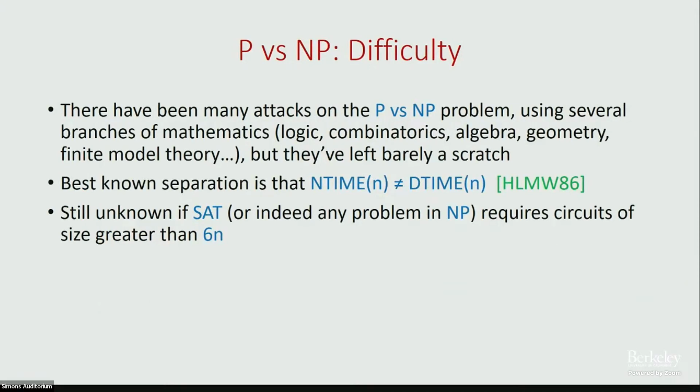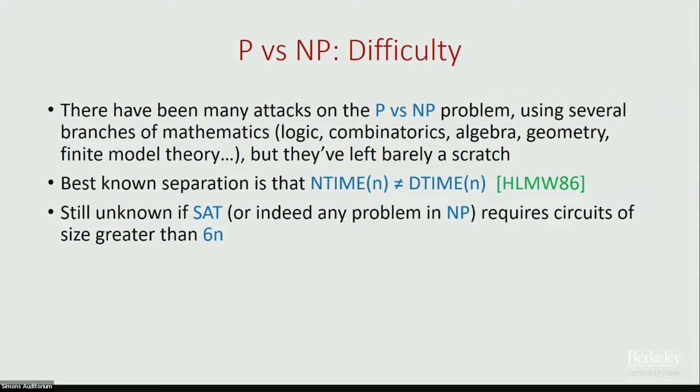So of course, there have been many attempts to attack the NP versus P problem using several branches of mathematics: logic, combinatorics, algebra, geometry, finite model theory, and so on. But they've not really given us much information about the problem. We know as little or less than we knew probably 50 years ago when the problem was defined. The best known separation we have is that non-deterministic linear time is not equal to deterministic linear time. Recall the NP versus P problem is to show that there's a problem in non-deterministic polynomial time that's not in any polynomial time bound deterministically. And we don't even know if non-deterministic time n squared is not equal to deterministic time n squared. So we have some separations, but they're very, very weak.